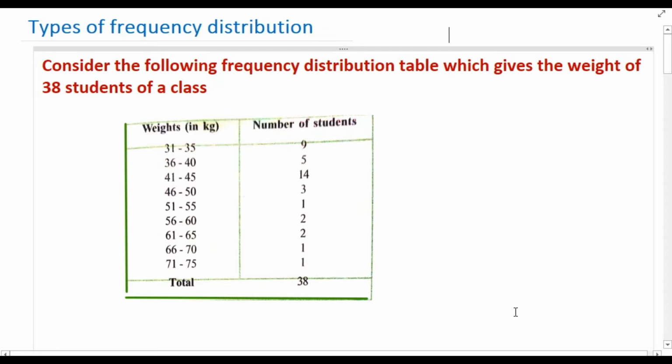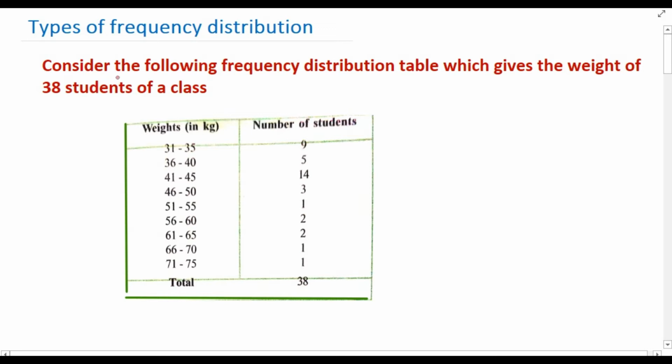We have already studied how to present the data, also grouped and ungrouped frequency distribution tables, and how to construct grouped and ungrouped frequency distribution tables. Now today we will study what are the different types of frequency distribution.